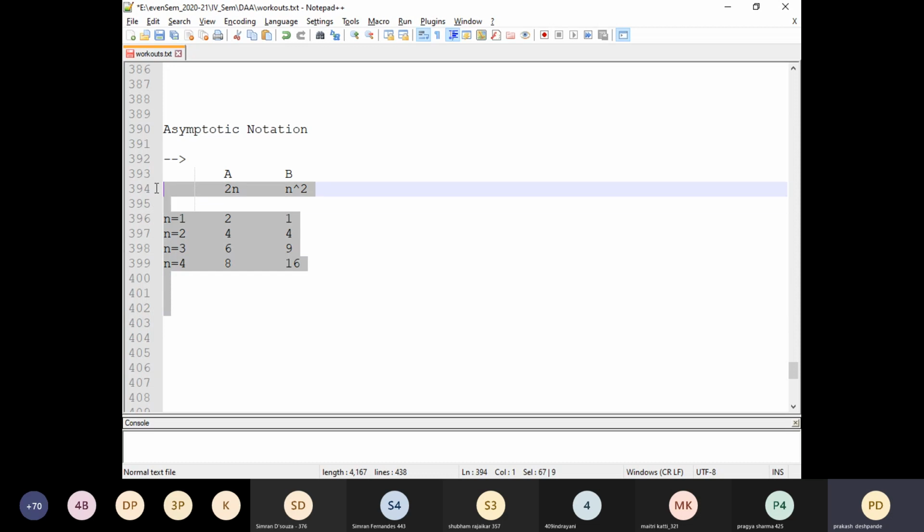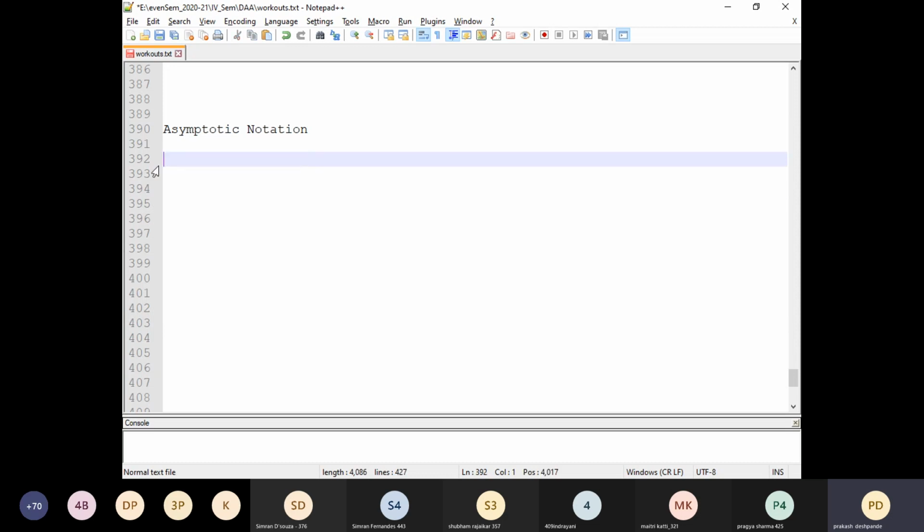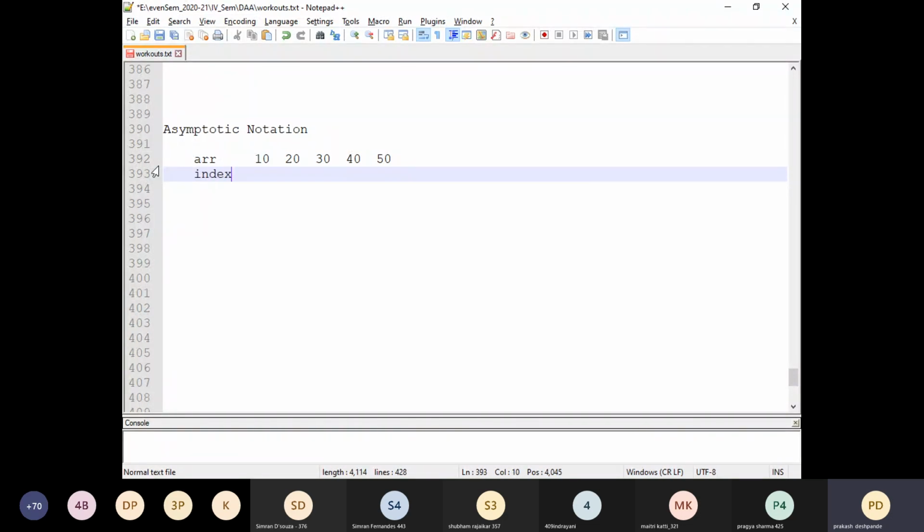For another example, to understand better, let us take the linear search algorithm. Linear search algorithm means what? We have a one-dimensional array. Let's say the name of the array is ARR. We have 10, 20, 30, 40 and 50 as the 5 elements. The index values for the respective elements are 0, 1, 2, 3 and 4. So the total n value here is 5.